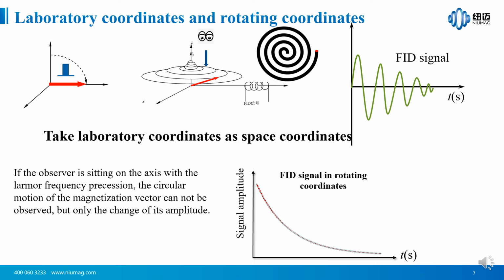The frequency measured in the laboratory coordinates should actually be the Larmor frequency. Suppose you have an observer sitting on an axis precessing at the Larmor frequency. So this is the MRI signal in a rotating frame, and he just sees the signal going from big to small, from big to small. The signal that we see in the MRI device is also such a signal. It decays in accordance with tissue relaxation.